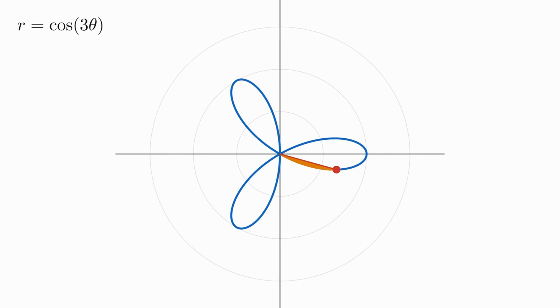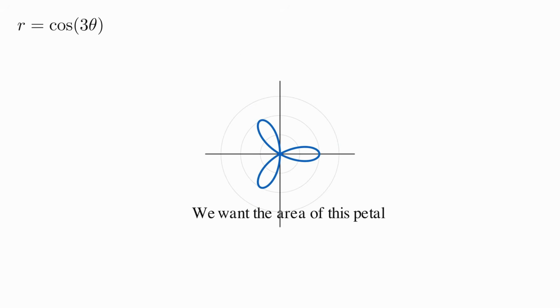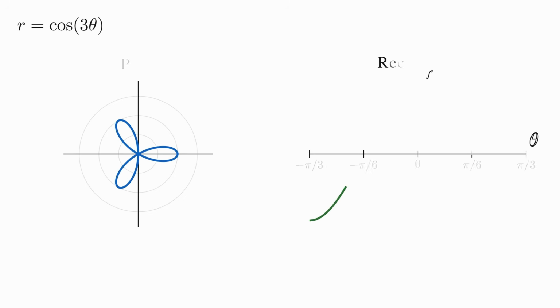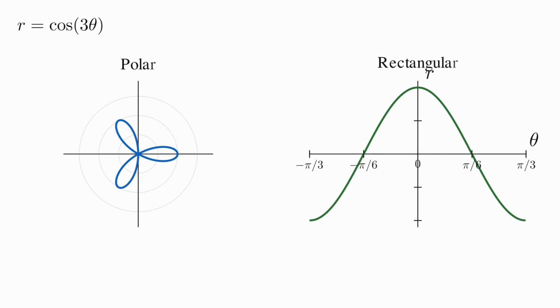And the thing we're interested in is the area of this petal right here. So to do that, we have to figure out what values of theta generate that petal. The way that we're going to deal with that is we're going to look at the rectangular graph and we are going to figure out where the petal comes from. So what I want you to focus on when you're looking at the rectangular is how does the rectangular graph correspond to the polar graph?